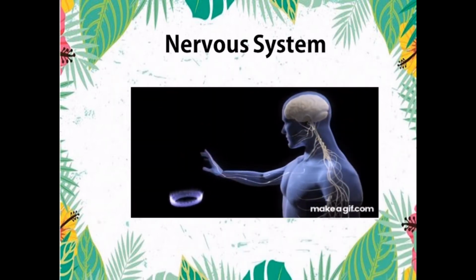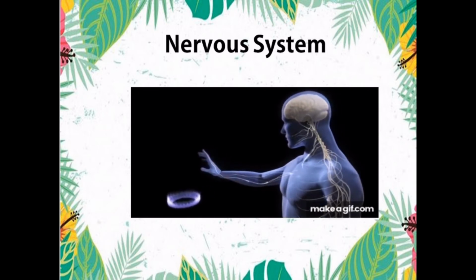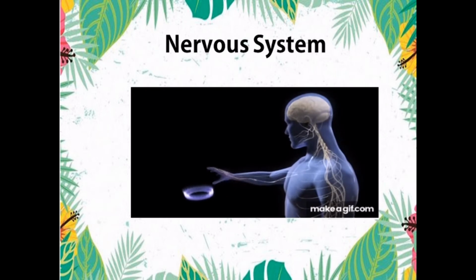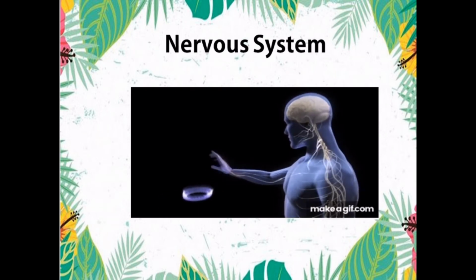Let's see an example of a nervous system. As you can see in the picture, there are signals coming from our hands going to our brain. So that is the nervous system.